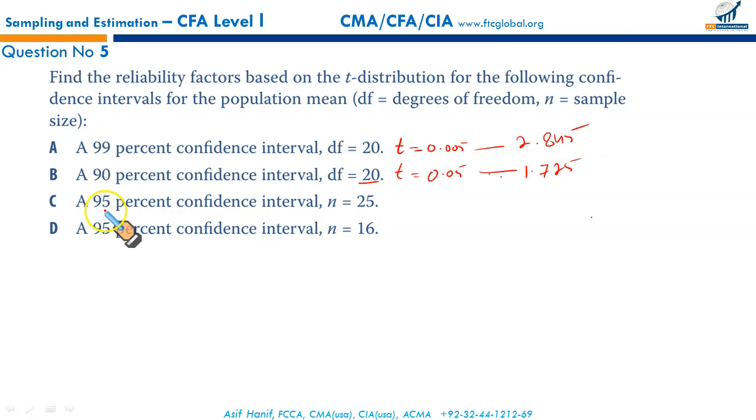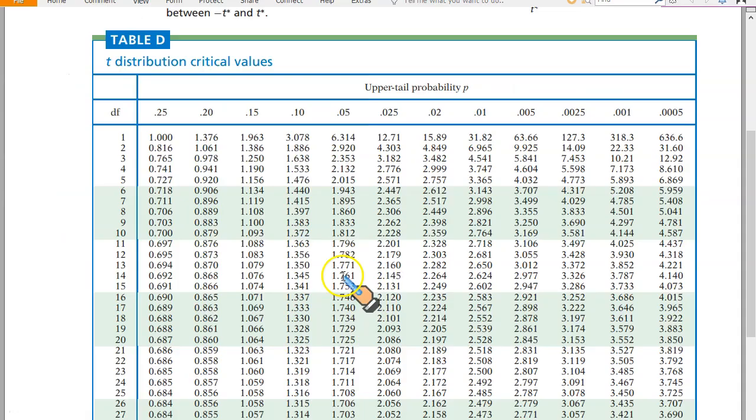All right, next, a 95% confidence interval and N is 25. Remember, the degree of freedom is equal to N minus 1. It's going to be 25 minus 1, that is 24. So at a 95% confidence interval, we go for 5% upon 2, that is 0.025, and look that up against the degree of freedom of 24 in the t table. So here we are, 0.025 right in front of the degree of freedom 24, it's 2.064.